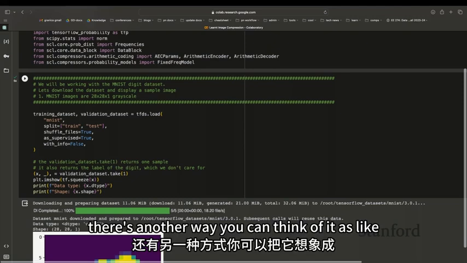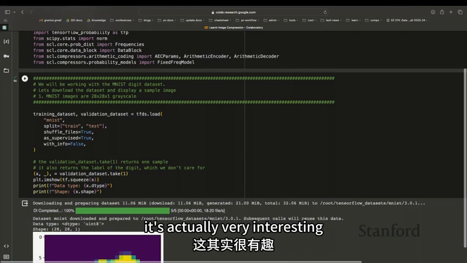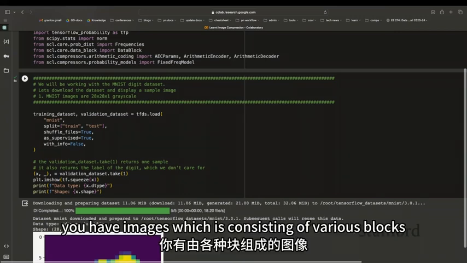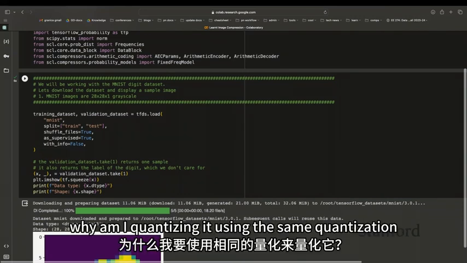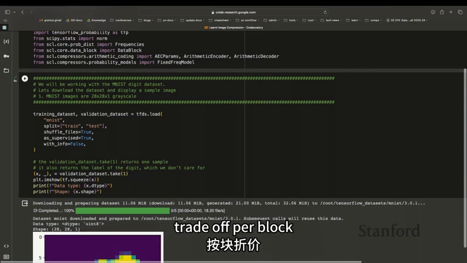Because another way you can think of it is, it's actually very interesting. There are lots of things you can play with. One idea could be: you have images consisting of various blocks. Why am I quantizing it using the same quantization matrix? Maybe I can do a different rate distortion trade-off per block.